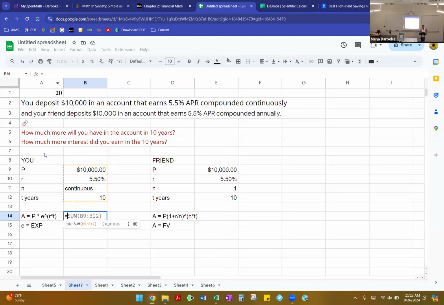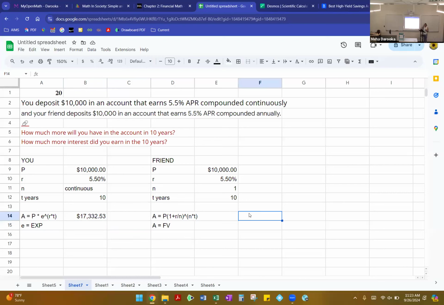So we are doing the principal multiplied by, again, the EXP function for the natural number E, and that is being multiplied with R times T. That is coming out to be $17,332.53. Did we get that? Are we still working through the calculation? I think I'm blocking the view for a second. I think that's it for this one.